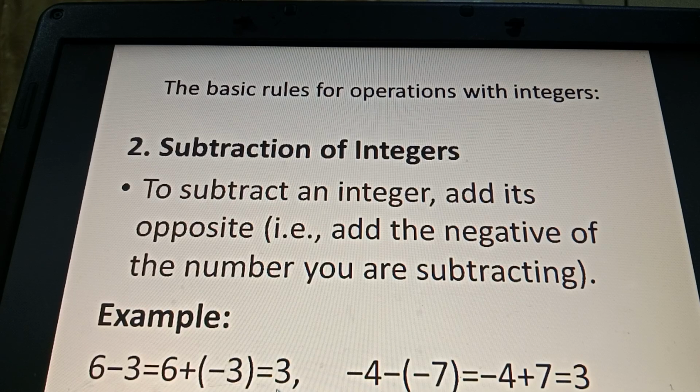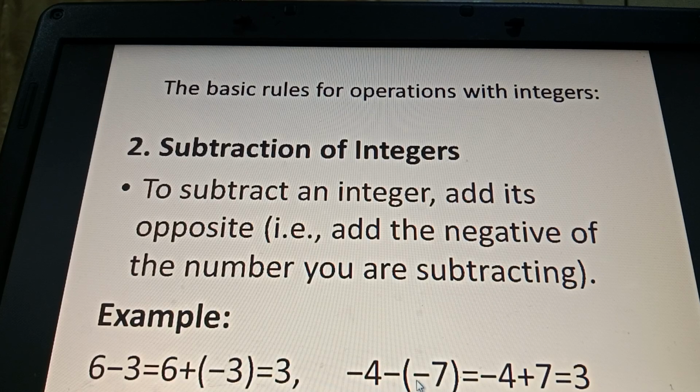You keep the sign of the larger number. Subtraction of integers. To subtract an integer, add its opposite. Add the negative of the number you are subtracting. For example, 6 minus 3, I'll add 6 plus negative 3, which gives me 3. Because now I'll apply the rule. I'm adding two numbers with different signs, and the sign of the larger number is positive, so I will get 3.